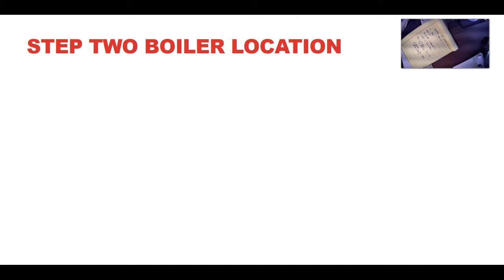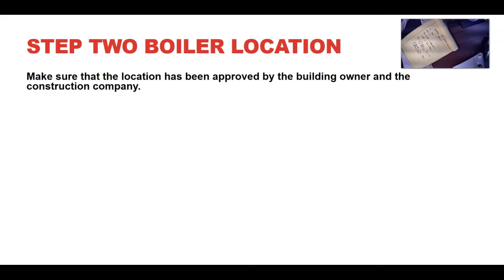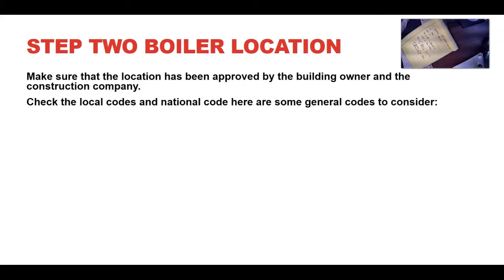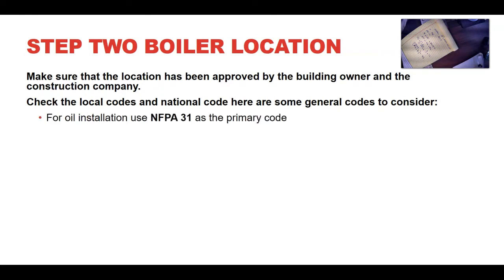The second step, after we decide whether we're going to use radiant floor heating or baseboard, is where we're going to put the boiler. It can't be put randomly. It's good to know the best location based on some codes. Make sure it has been approved by the building owner. That's one tip. Check the local codes and national codes for the minimum requirements, because otherwise, if you design the system, place the boiler, and it was not approved and you have to relocate it, that's going to be a big headache.